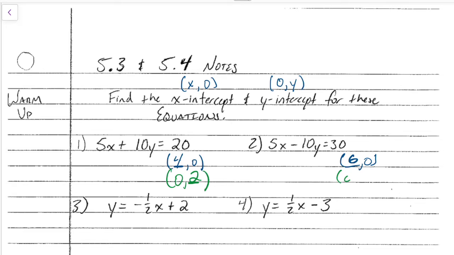Plug in 0 for x to find the y-intercept. Ooh, be careful. That negative sign is still there. So negative 10 times what would turn into a positive 30? Well, a negative times a negative would be a positive. So negative 10 times negative 3.